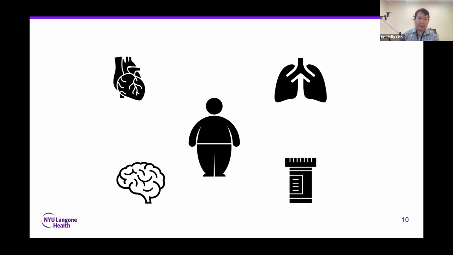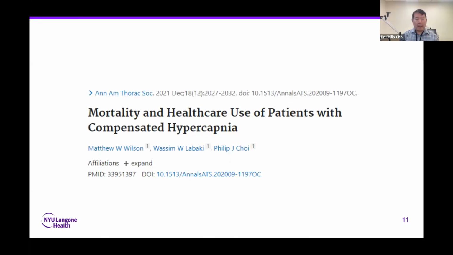And so based on the fact that not all our patients fit into this one little box, I was really interested in understanding what happens to patients, irrespective of what their underlying reason for hypoventilation is, when their CO2 is chronically elevated. And so along with one of my mentees at the University of Michigan, Matthew Wilson, and one of my colleagues, Wasim Labaki, we wanted to answer this question.